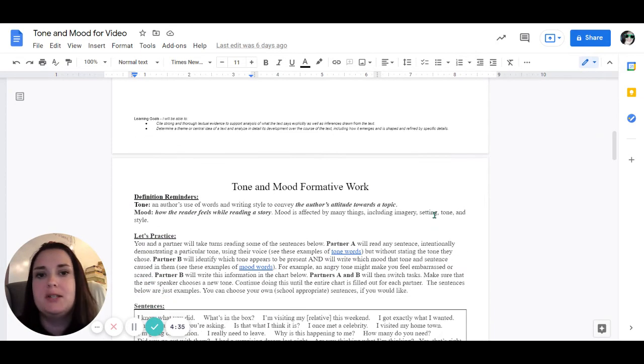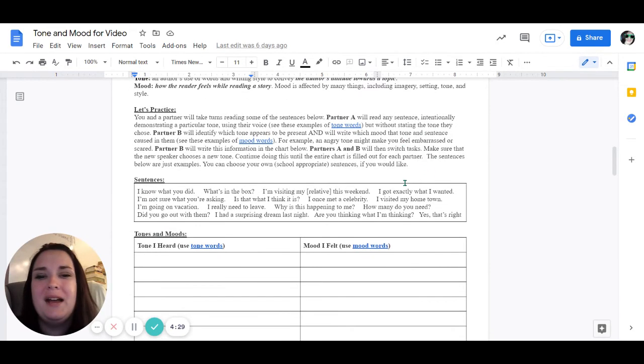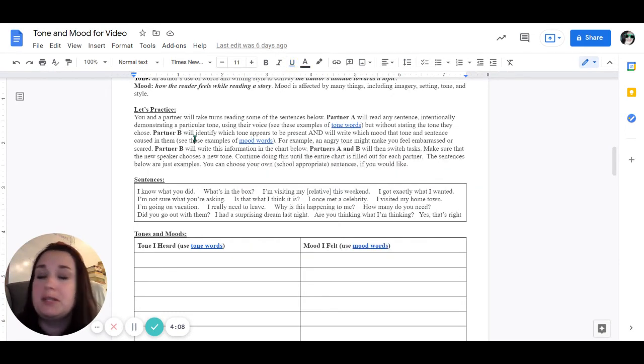We did some different activities involving tone and mood, but then one of them was this formative activity with partners. In this case, they were focusing on tone of voice, which really helps them to differentiate between the author or speaker versus the atmosphere created for the reader, because it's a literal speaker, and so that helps them to connect it. So I gave them a set of tone words and mood words. They're just from a website that I found that had a bunch of tone words and mood words. And so they had access to those.